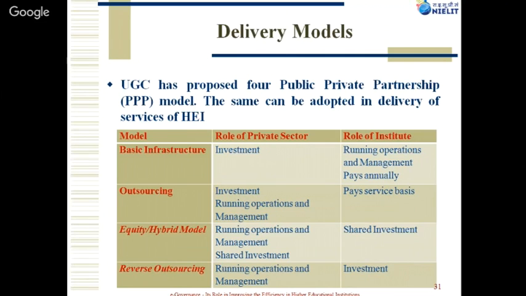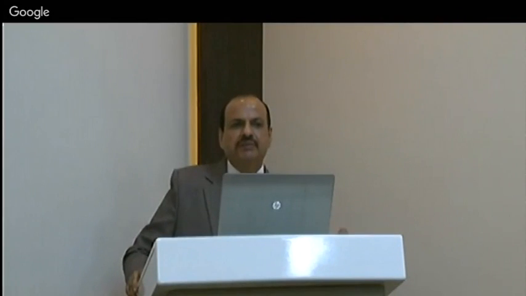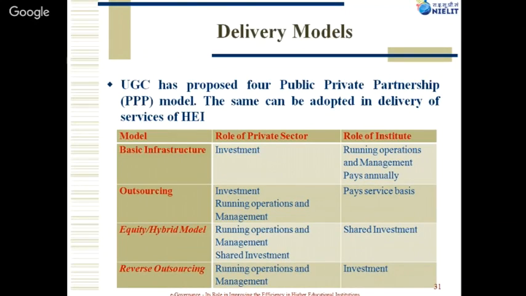4 models are basic infrastructure, outsourcing, equity hybrid model, reverse outsourcing. Based on the 4 models, there are some roles to be played either by the private sector or by the institute of higher education. Like one is investment. In case of basic infrastructure, investment is of the private partner, and the role of the institute is just to operate and manage. Pay whatever you are using the device, pay to the private partner. So no need to spend on expensive hardware. Instead, you use them and pay for it. Nowadays clouds are also available, we can use them.